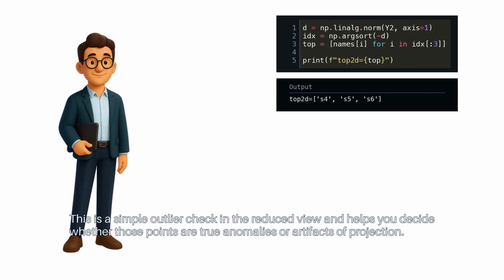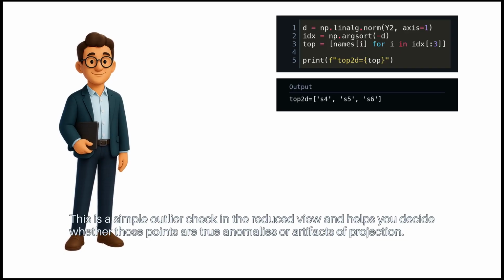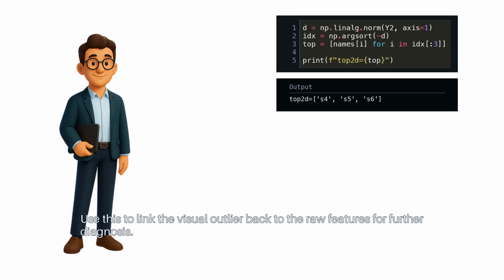This is a simple outlier check in the reduced view and helps you decide whether those points are true anomalies or artifacts of projection. Use this to link the visual outlier back to the raw features for further diagnosis.